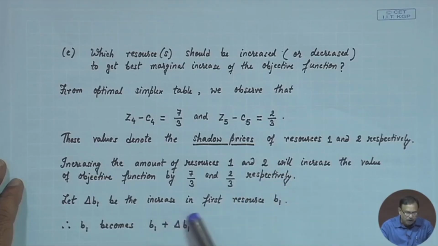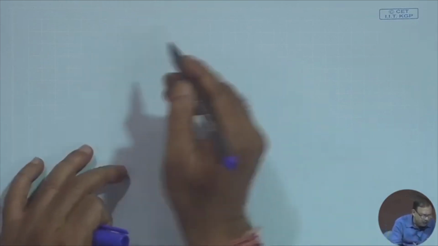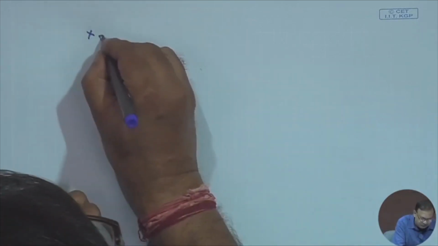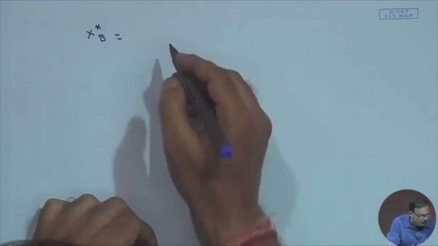Now, suppose delta B1 is the increase in the first resource, that is, if B1 is the initial resource and we are increasing it by delta B1, so that B1 becomes B1 plus delta B1. In this case, the increase delta B1 is the increase in B. Now, your XB star equals B inverse B star.